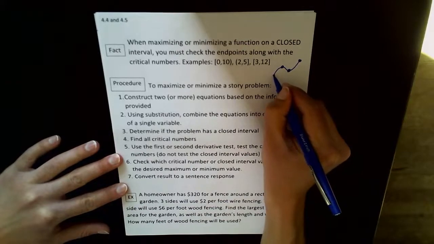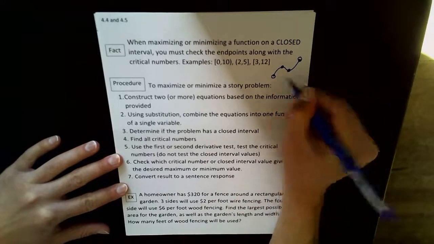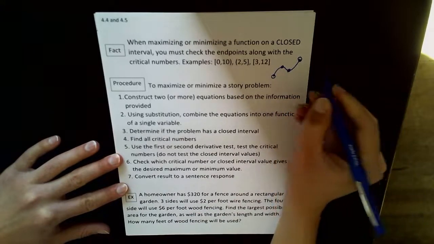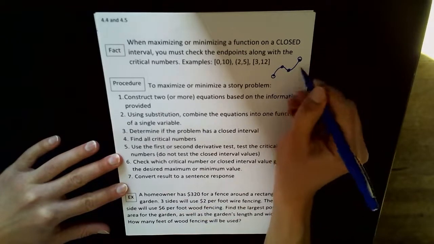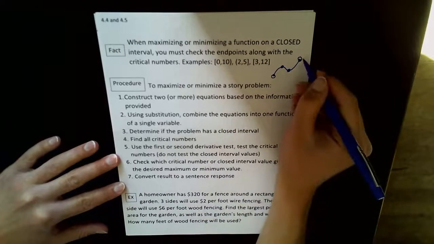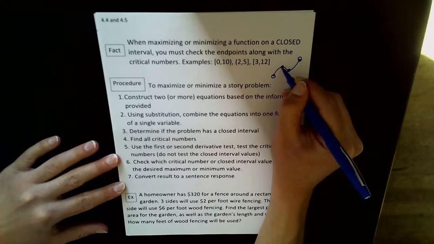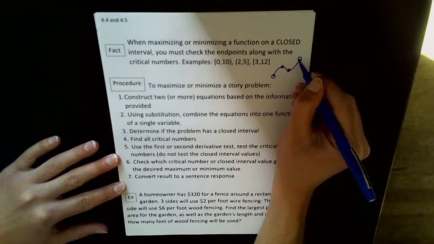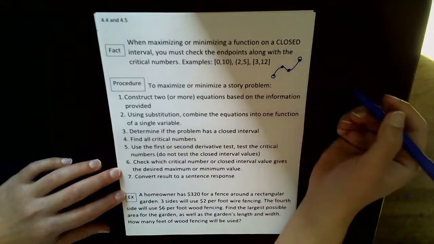But given these exact same graphs, if they looked like this with open dots at the end, then you could not check these values and they would not need to be tested. Only the hills and valleys would. It's very rare that this would come up, something that looks like this, where your absolute maximum is technically getting this y value that's approaching a value that you can't plug in. It's not something we really need to worry about.